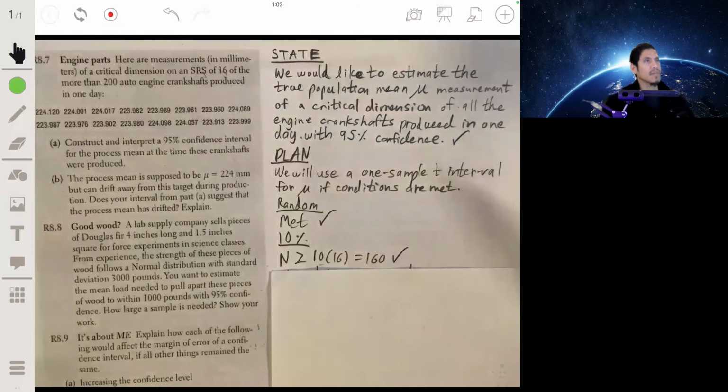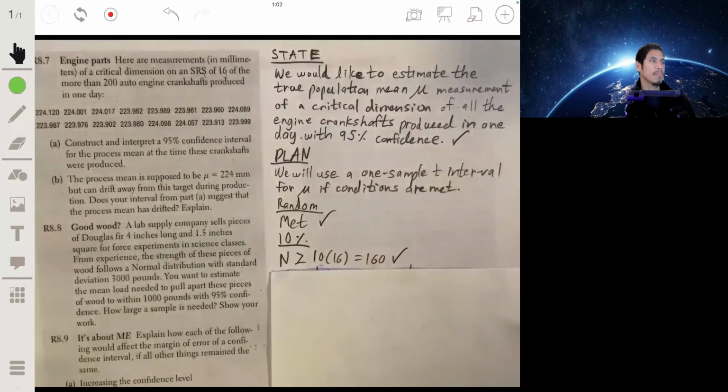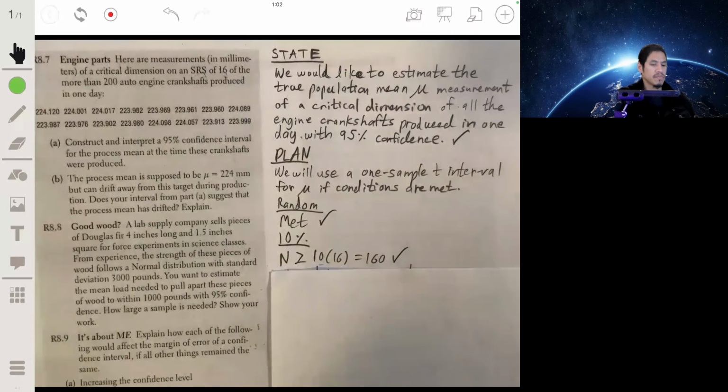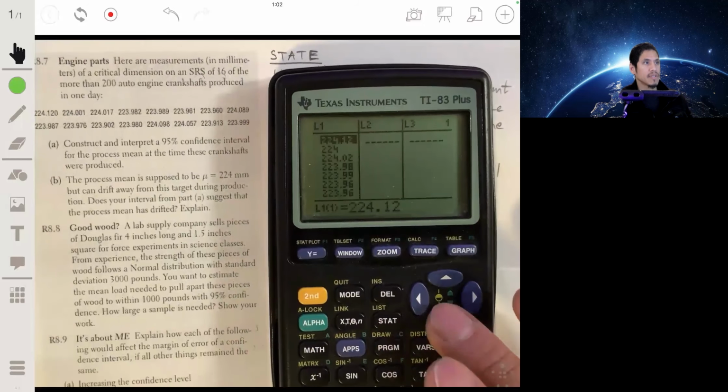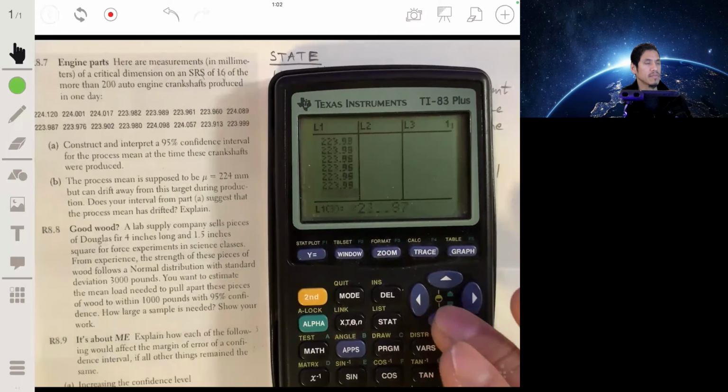And you can use a dot plot, histogram, or box plot. It actually doesn't matter. I like using the box plot. So in your graphing calculator, you can go to Stat, and go to Edit, and I already have the 16 values in here. They're all in list 1.